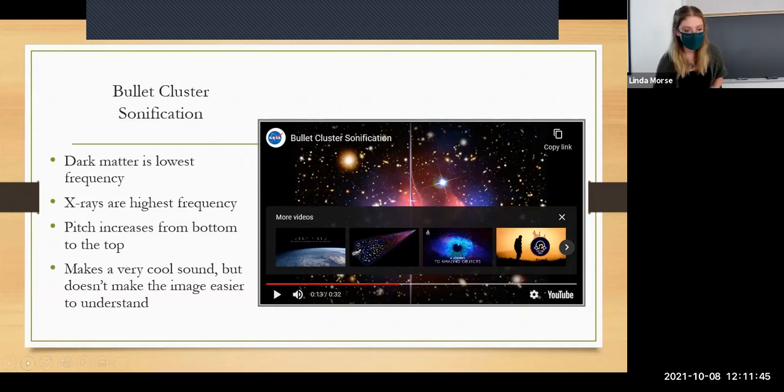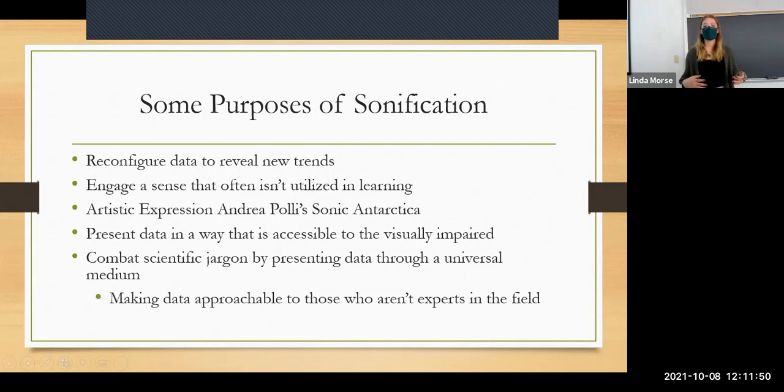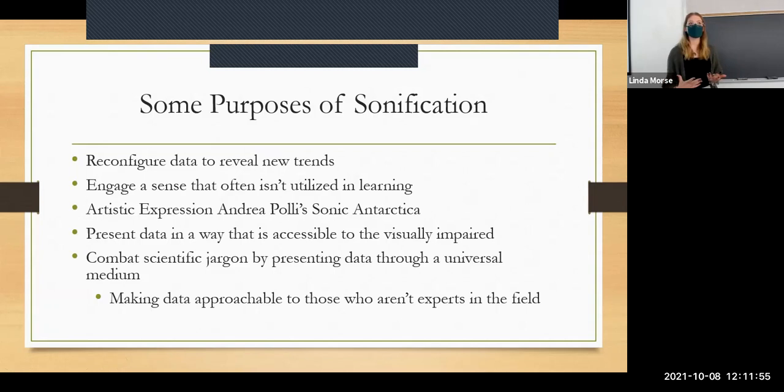Okay, so some purposes of sonification. In general, you can just reconfigure data to reveal new trends. It's the same thing you do where you'll turn one data set into like 8 different types of graphs and see if any of them show a trend that you didn't see with the first one.